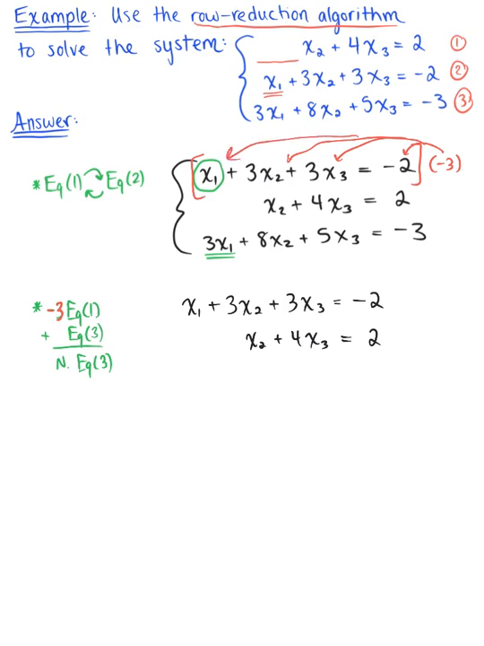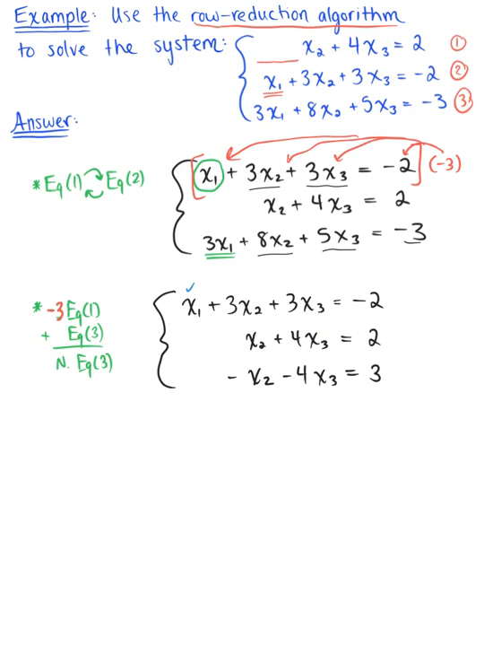So this is going to become: we have negative 3x sub 1 plus 3x sub 1, which goes to 0. We're then going to have negative 9x sub 2 plus 8x sub 2 for a minus x sub 2. We're then going to have a negative 9x sub 3 plus 5x sub 3, which leaves us with a minus 4x sub 3. And this will be equal to negative 3 times negative 2 is 6, minus 3 leaves us with positive 3. And so we really don't even need to include that 0 there. All right, so notice in your new system, there is no longer any other x sub 1 terms. So we are all set.